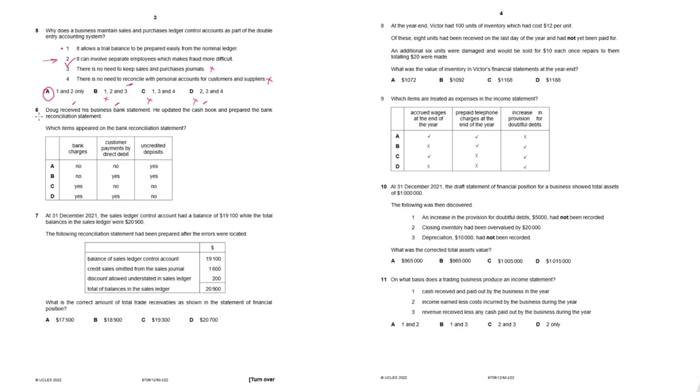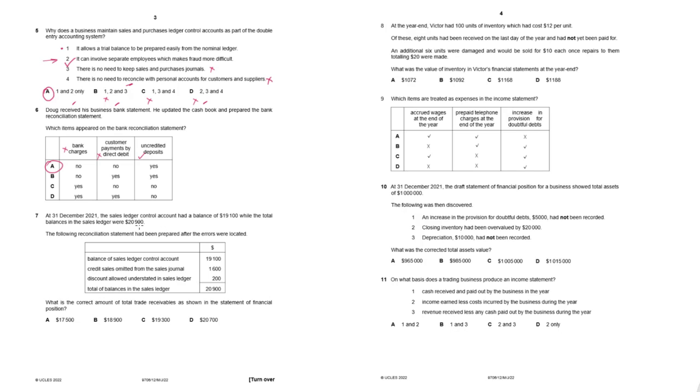Going to the sixth one, Doug received his business bank statement. He updated the cash book and prepared the bank reconciliation statement. Which items appeared on the bank reconciliation statement? Bank charges will not appear in reconciliation. Customer payments by direct debit will not appear. Both of them go in the updated cash book, while uncredited deposits are shown in the bank reconciliation statement. So our correct option is option A.